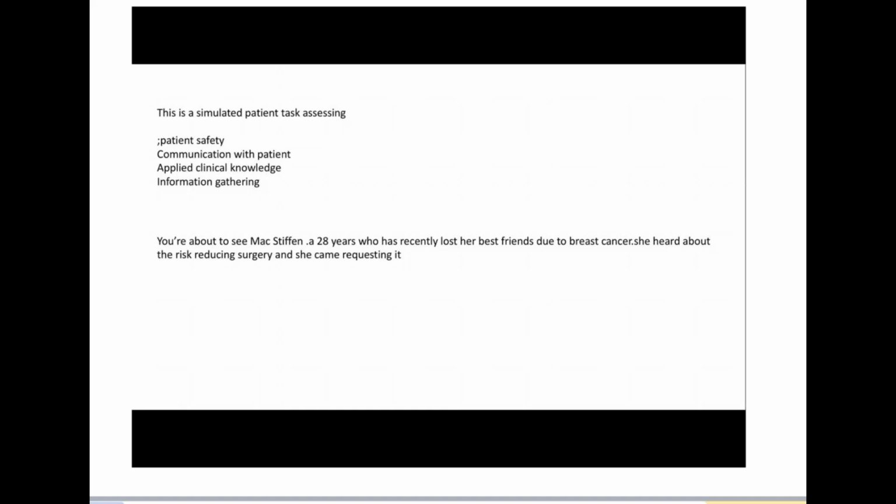Okay. So the other station in the same issue, 1 minute.